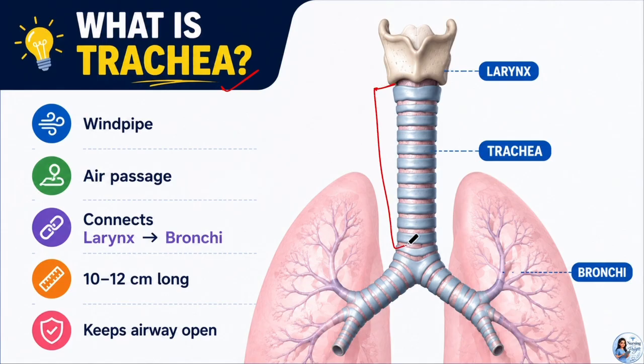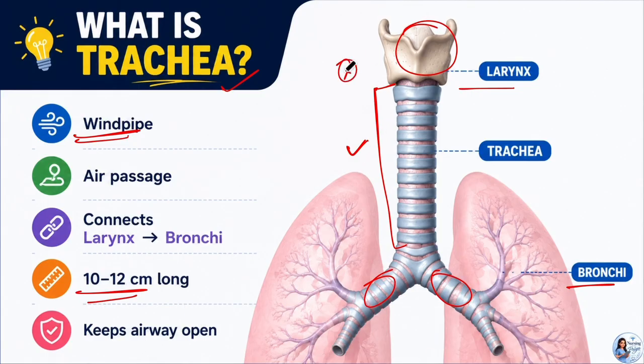The structure that you can see here is the trachea, which is commonly known as the windpipe. The trachea is the main passage through which air travels between the larynx and the lungs. Every breath that you take passes through this structure, and it connects the larynx, which is above it, and the bronchi, which are below it. It is usually 10 to 12 centimeters in length. If this passage gets blocked, breathing becomes very difficult immediately. The trachea keeps the airway open so that the air can travel efficiently to the lungs.